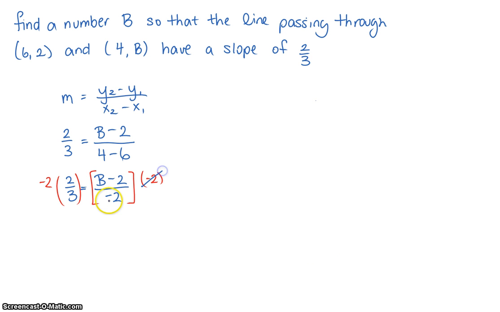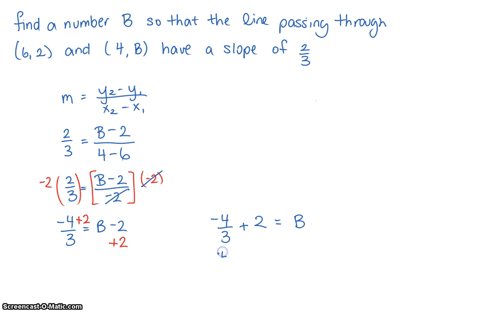That will then cross out the negative 2 in the numerator and the denominator on the right hand side, and it will leave us with negative 4/3 equals B minus 2. Okay. Then we want to get B by itself, so in order to do that we have to isolate the B by adding 2 to both sides of the equation. So negative 4/3 plus 2 has to equal our B.